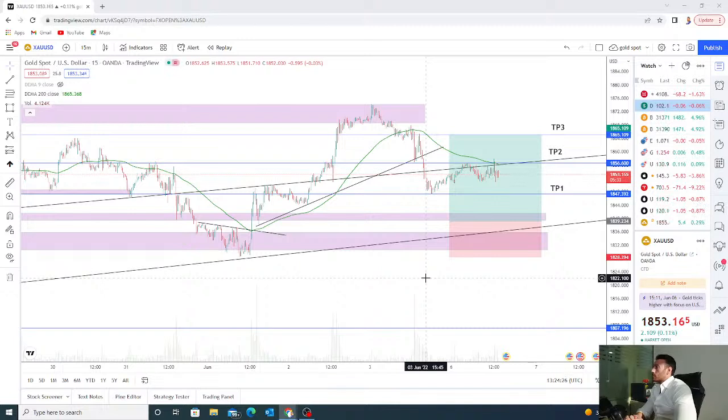So it is a good idea. Keep your trail stop loss now, 5%. Because I think for 1845 is possible, at least.